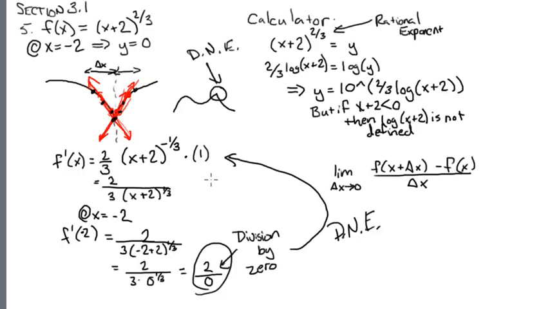So that is the answer to that. Okay, so that's number 5. Number 5 is that the value of the derivative does not exist. Right? It says find the derivative if it exists. Well, in this case, it does not.